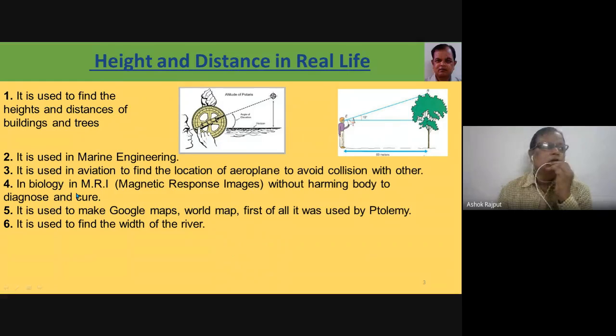In biology, in MRI, magnetic resonance imaging, without harming the body, to diagnose and cure. It is used to make Google Maps, world maps. First of all, it was used by Ptolemy to make maps.